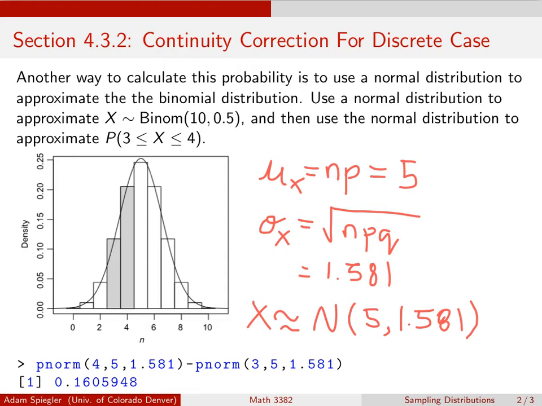Well, if we look at the graph, let's mark the value where 3 is. So 3 would be about here, 4 is here. When I calculate the area underneath the normal distribution, essentially what we're getting is all of this stuff over here. And so we're missing some stuff over here, and we're missing some stuff over here, and that's causing the problem. So we're missing a lot of area and we're getting an underestimate.